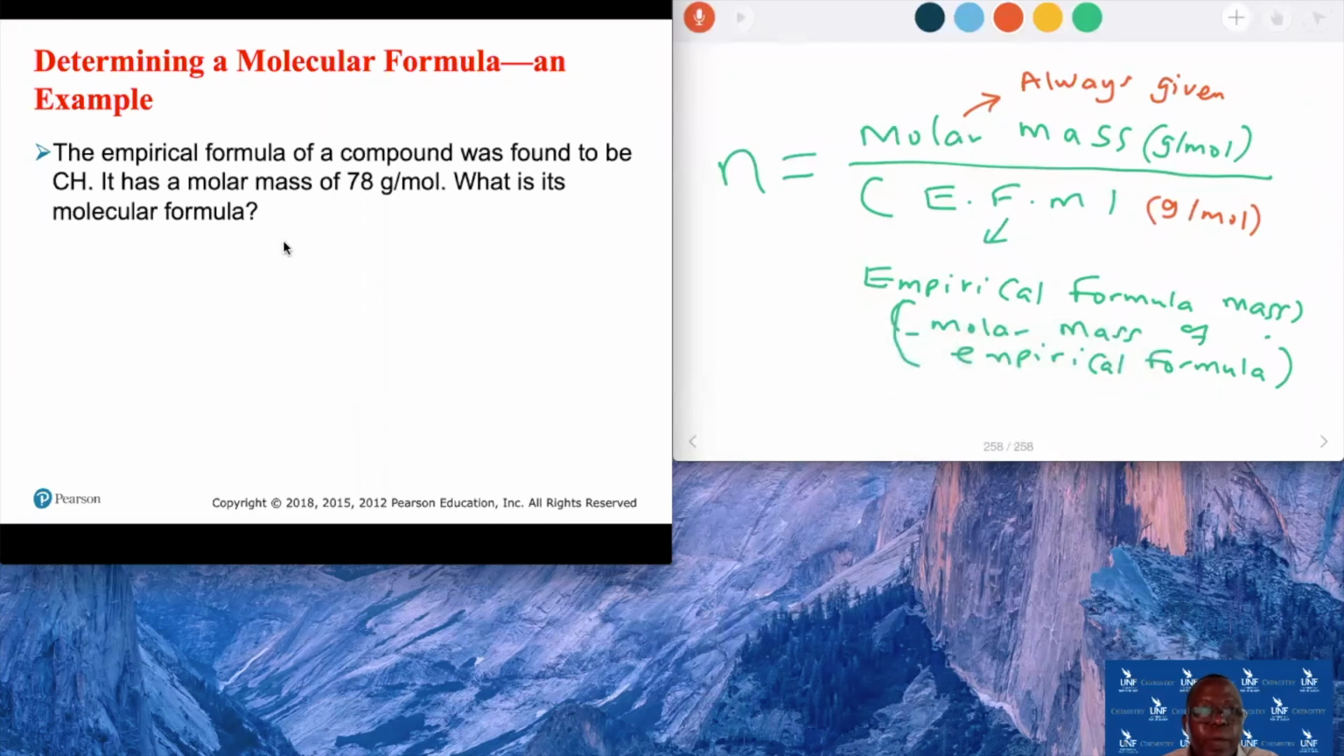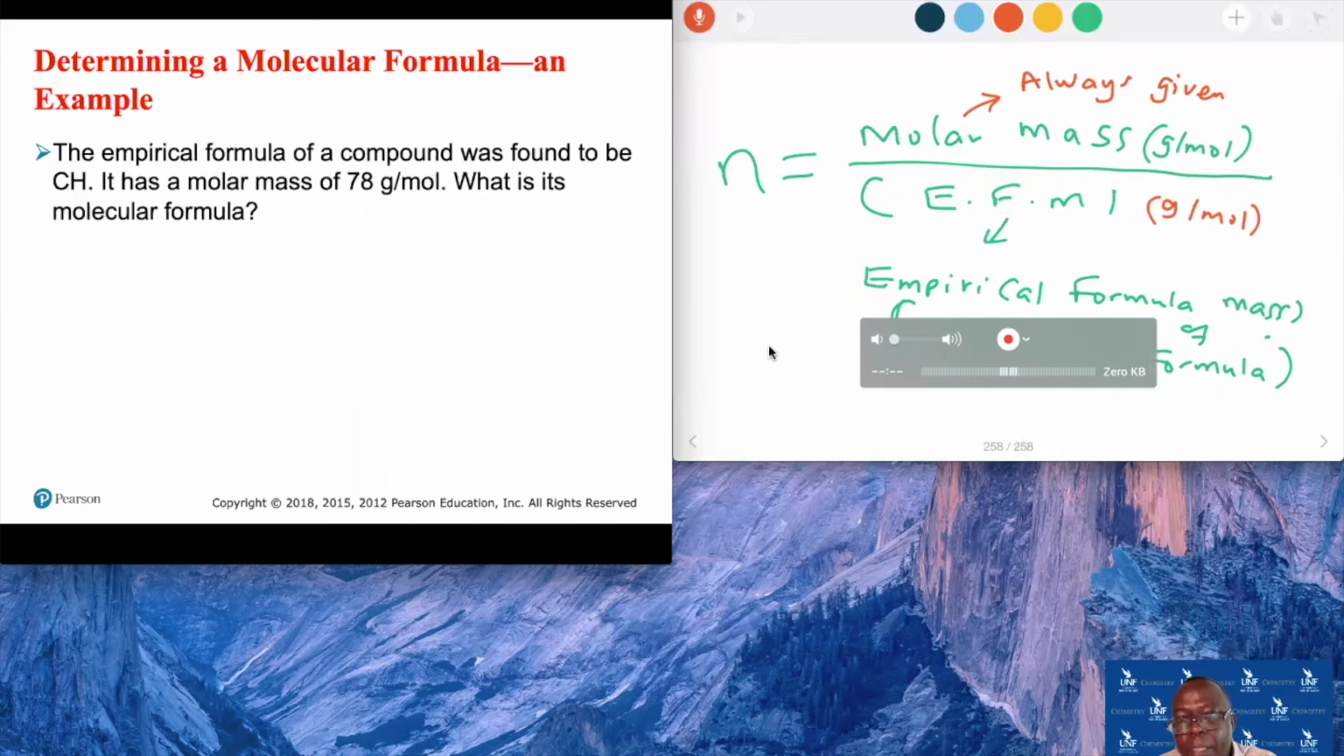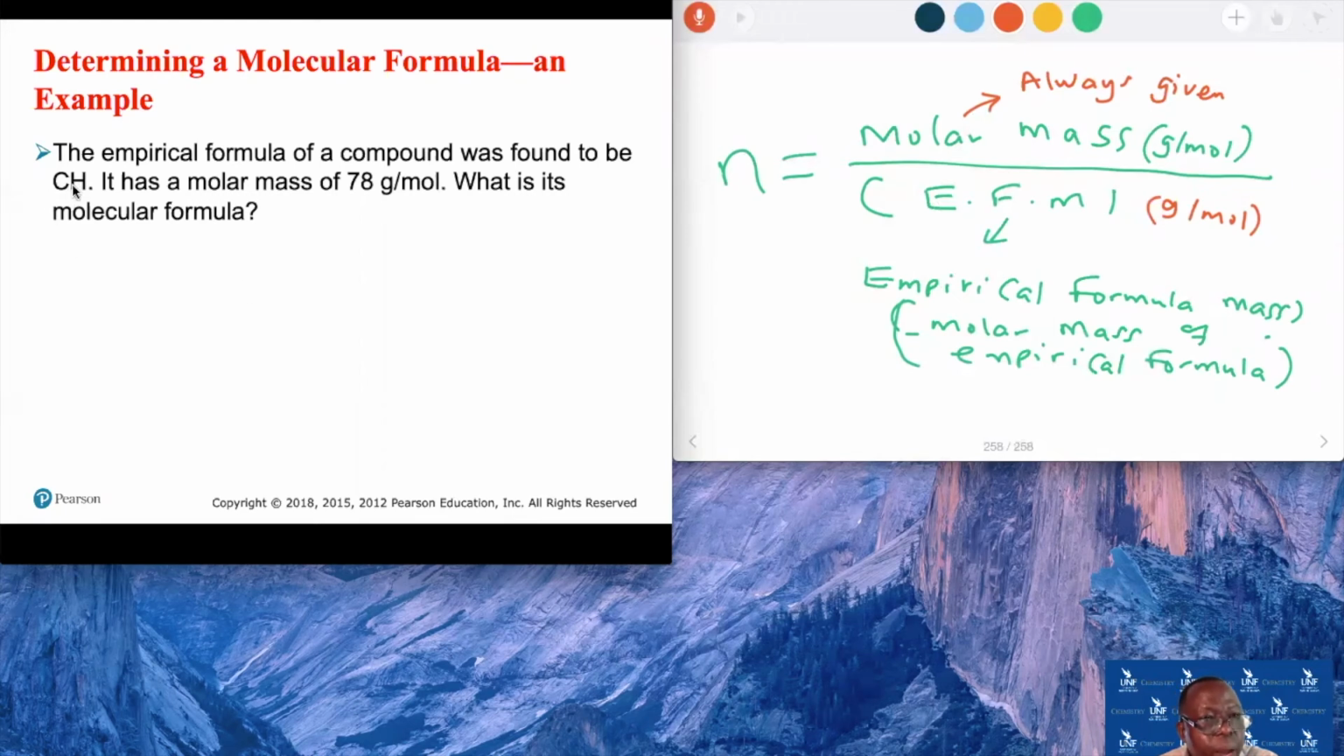What is the molecular formula? If you look, this is the empirical formula. That means you have to find the molar mass of this so that it will be your denominator, the empirical formula mass. Empirical formula mass is the molar mass of the empirical formula. I have the empirical formula here, so I need to find the formula mass. One carbon, use the periodic table. One hydrogen, use the periodic table. You add that, and that will give you the empirical formula mass.